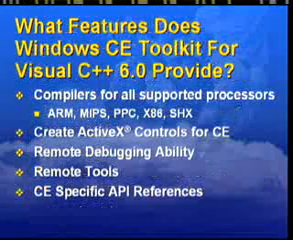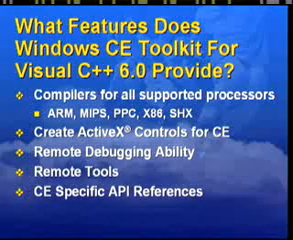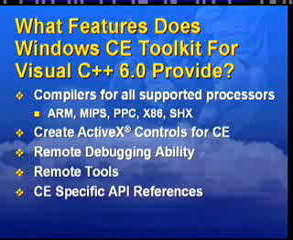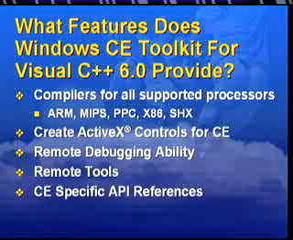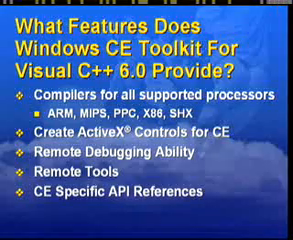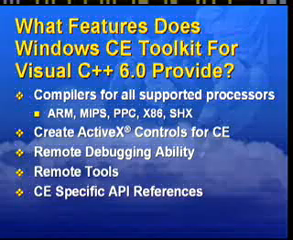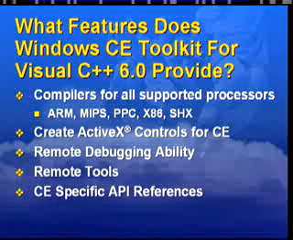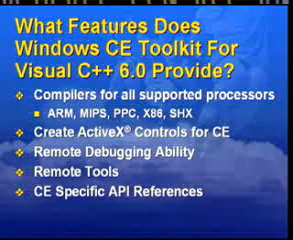What features does the Windows CE Toolkit for 6.0 provide for you? It provides cross-compilers for all supported CPU families, the ARM, MIPS, PowerPC, x86, and SHX. It also is, if you're a VB developer, the only place that you can create ActiveX controls for Windows CE. Provides remote debugging, 6 remote tools that we'll highlight later, and CE-specific API references to let you know what is and is not present on a per-platform basis included in the SDKs.